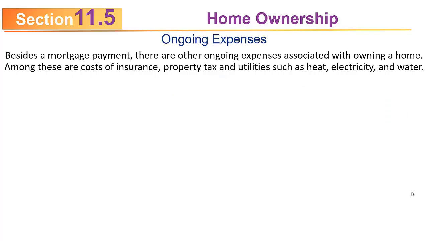Let's talk a little bit about ongoing expenses. In other words, once you've bought the house, you still have expenses. Besides the mortgage payment, there are other ongoing expenses. Among these are cost of insurance, property tax, utilities, your heat, electricity, and water.